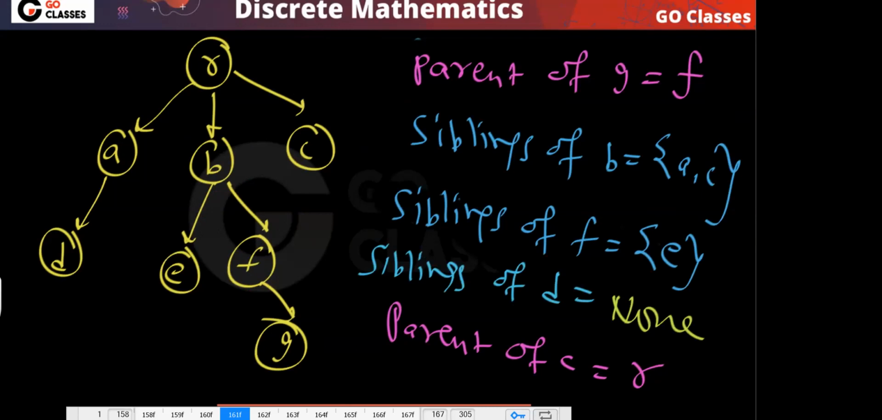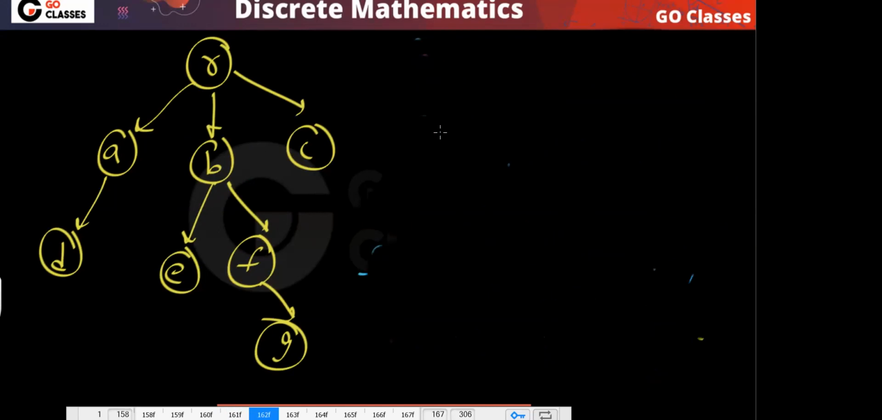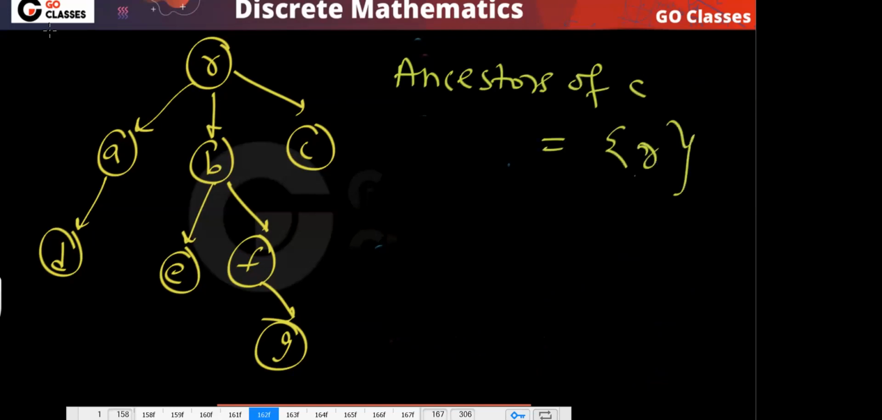Next we have something called ancestors. Who are the ancestors of C? If I ask you, what are the ancestors of C? That is R, only R. R is the ancestor of C.